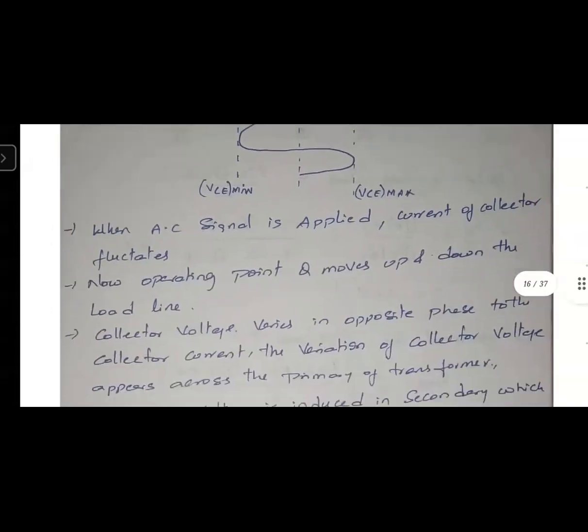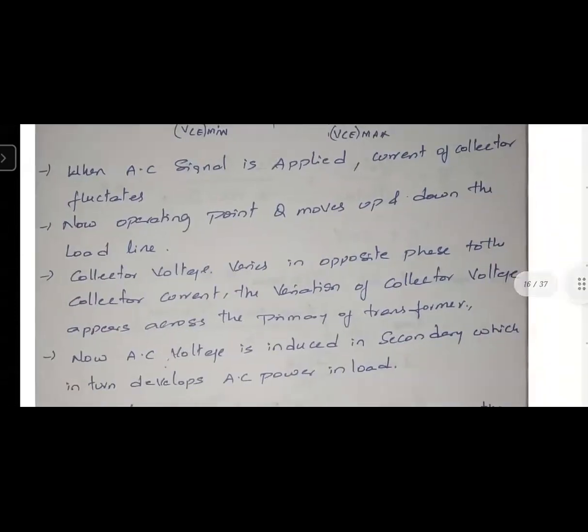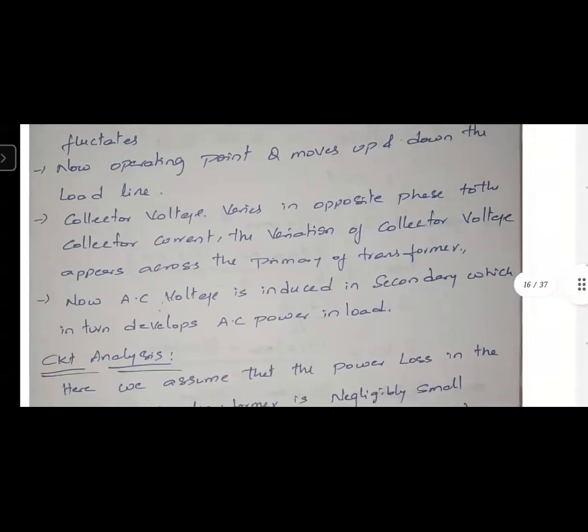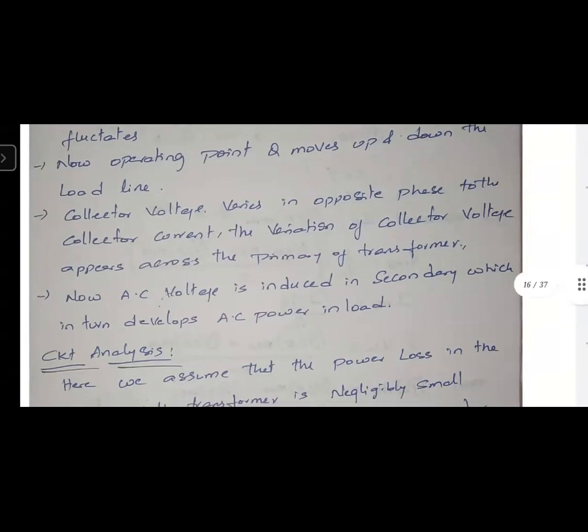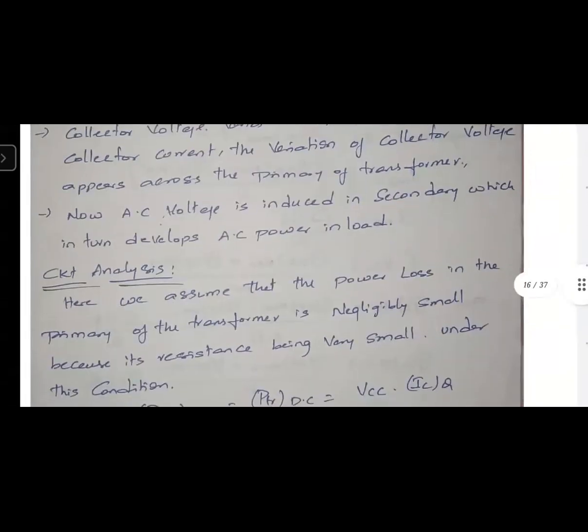That is, when the AC signal is applied, the collector current fluctuates. Now the operating point Q moves up and down along the load line. The collector voltage varies in the opposite phase to the collector current. The variation of collector voltage appears across the primary of the transformer. Now, the AC voltage is induced in the secondary, which in turn develops AC power in the load. We take the power from the secondary to the load.